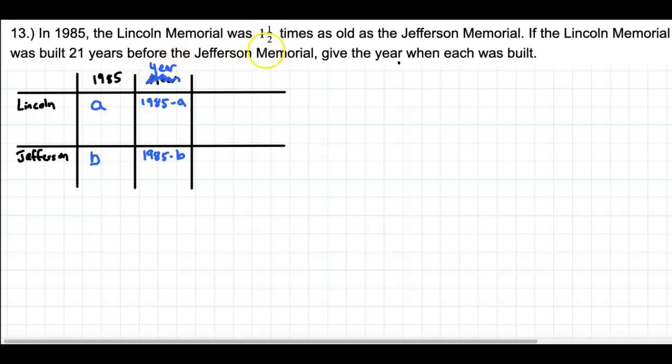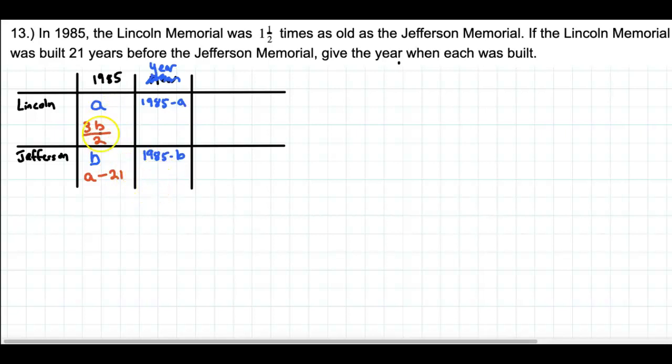The Lincoln Memorial was 1.5 times the age of Jefferson. So that's 3/2 of, right? So 1.5 times the age of B, okay? And the Lincoln Memorial was built 21 years before Jefferson. So we could say this is A, and then less 21 years, right? Because whatever the age A was, we're going to subtract 21. A is much older. Okay, 21 years older, to be precise.